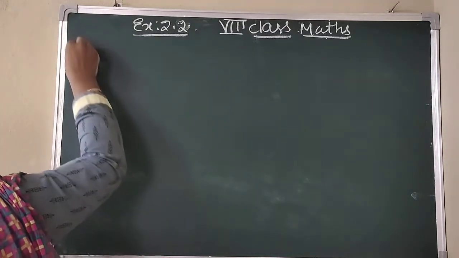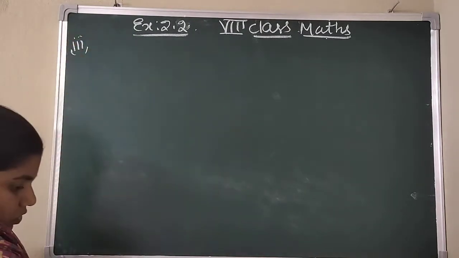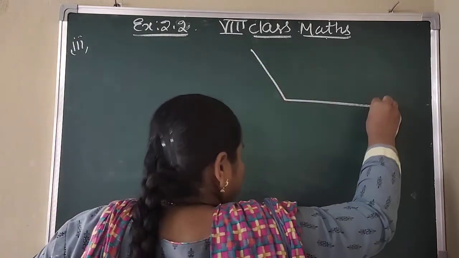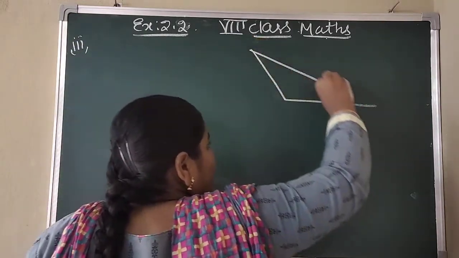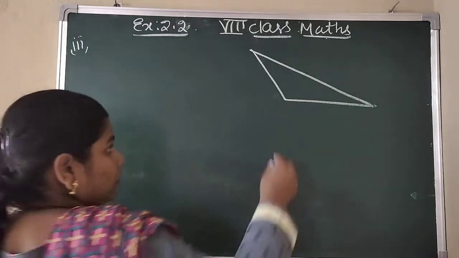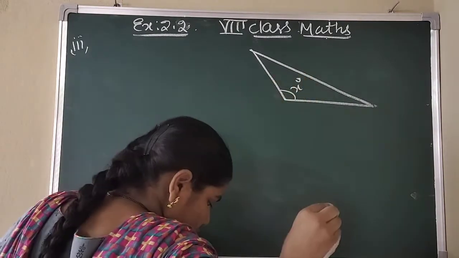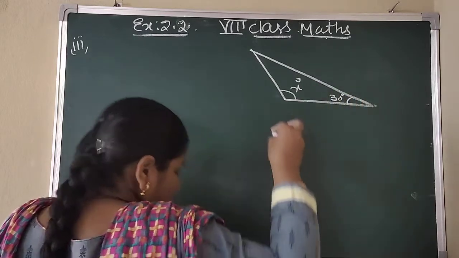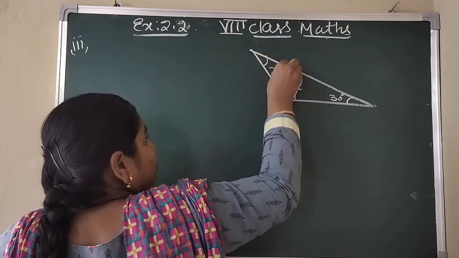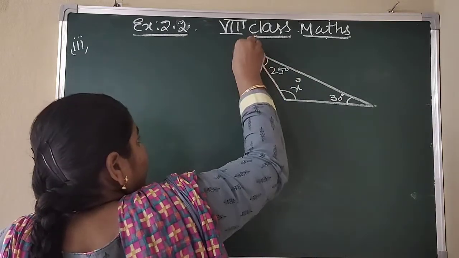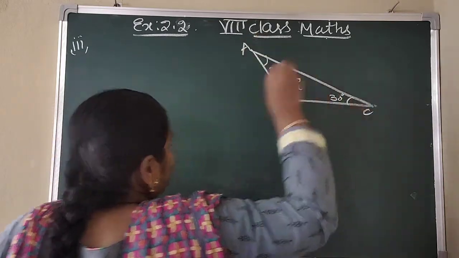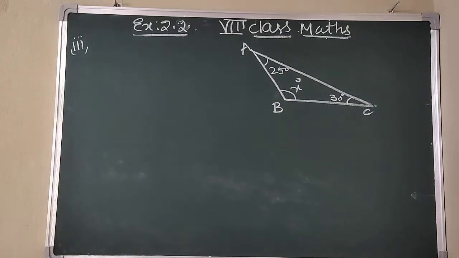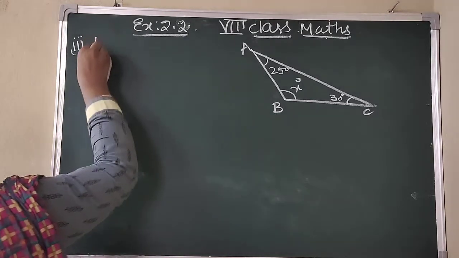Next is the third one. So what is the figure? x degrees, 30, 25. So this is A, B, C. In this also the triangle, the sum of three angles will be equal to 180 degrees. So add all the three angles.